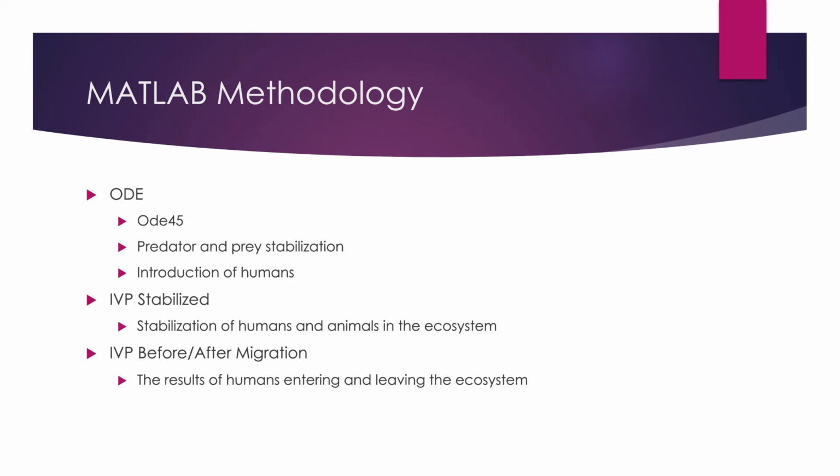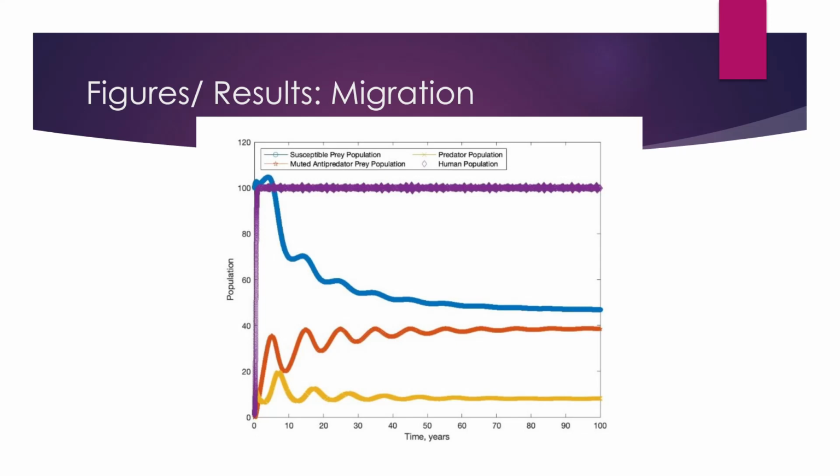We then used an IVP stabilized formula within that same ODE45, and that helped stabilize the humans and animals in the ecosystem. We then used that to look at the before and after migration results of humans entering and leaving the ecosystem, again still using ODE45. We then graphed the different results and the rates of change that we would see, as well as the timeline overall.